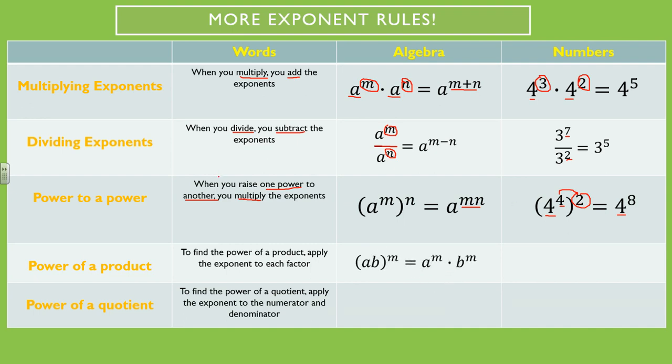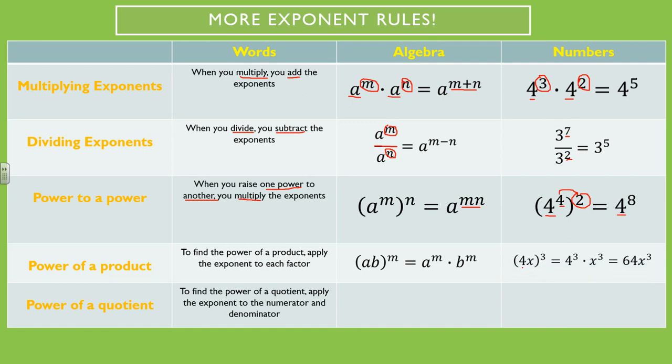Power of a product. To find the power of a product, apply the exponent to each factor. I would actually encourage you to go back and forth just like these examples. In this case, I've got a times b to the m. This exponent should be applied to both a and b, and that's exactly what it's explaining here.